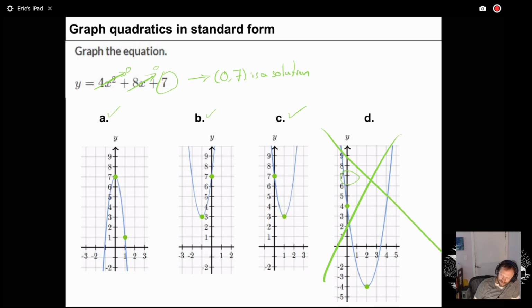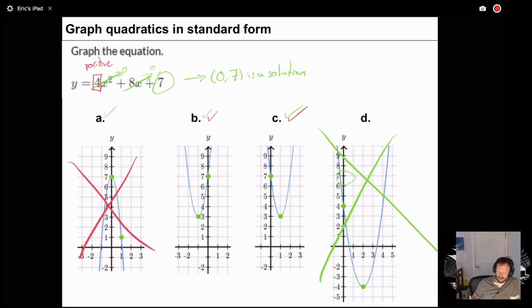Another thing to notice: the coefficient of x squared, 4, is a positive number. It means it should be a parabola pointing up. That works for B, works for C, but not for A. So now we've narrowed down our work to just graphs B and C to determine which of those is the appropriate fit.